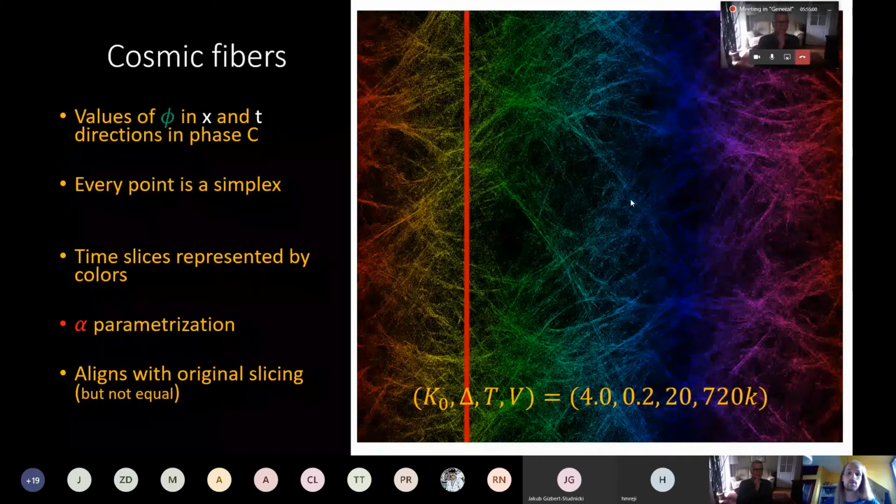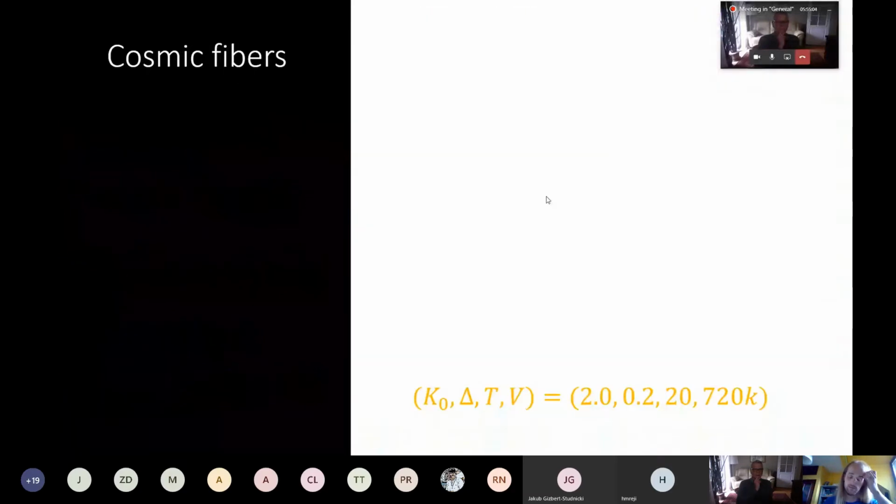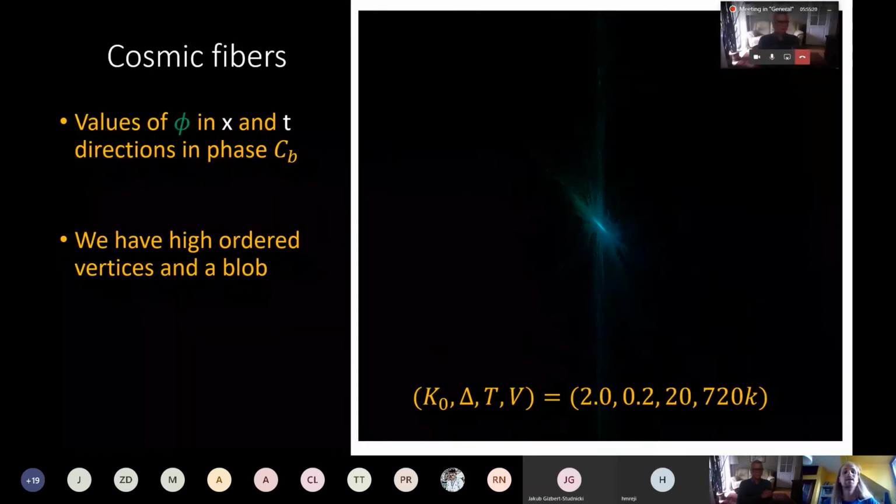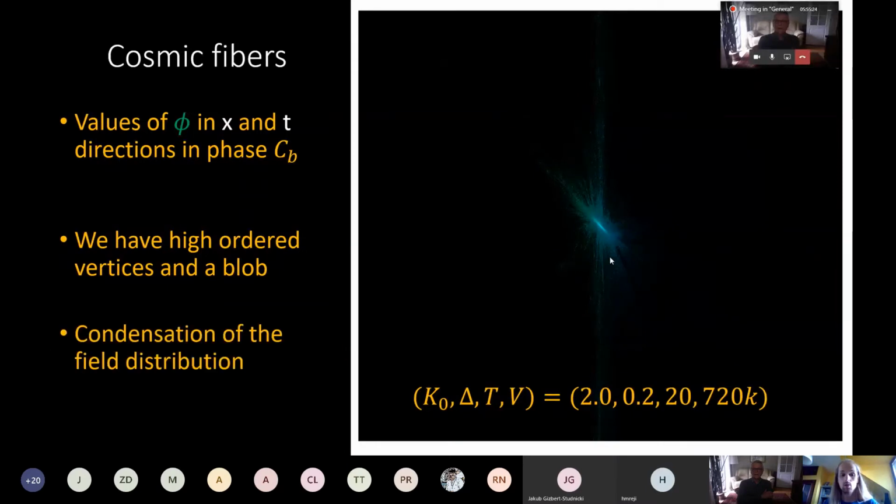Let's look at the distribution of it in other phases also. If we decrease the gravitational coupling constant, we enter the bifurcation phase. In the bifurcation phase, we have this large blob that we discussed before and condensations of vertices. And we see that the value of the field, again in x and t directions, seems to be condensed at a certain value of this alpha parameter, which is quite interesting, that we don't have any structure here.